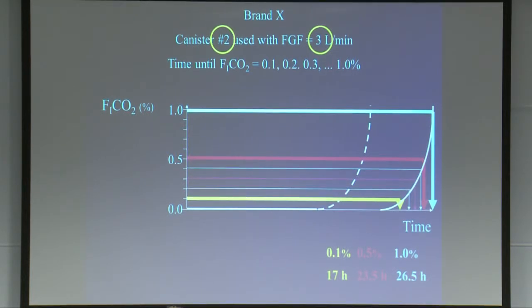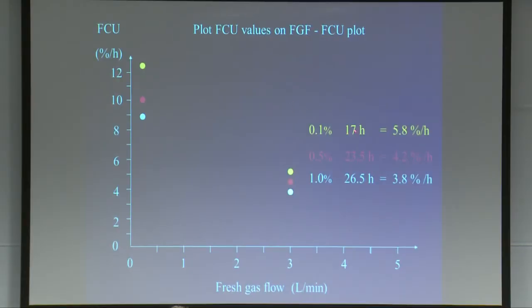Now, again, same brand. And I'm going to use a higher fresh gas flow. Obviously, it will take longer for the FiCO2 to rise. Let's say, for example, it takes 17, 23.5, and 26.5 hours to get to these respective thresholds. Again, it lasts 17 hours to get to 0.1%, I used 100 divided by 17 is 5.8% of the canister per hour with a 3 liter per minute fresh gas flow. And the same thing here for the other thresholds.